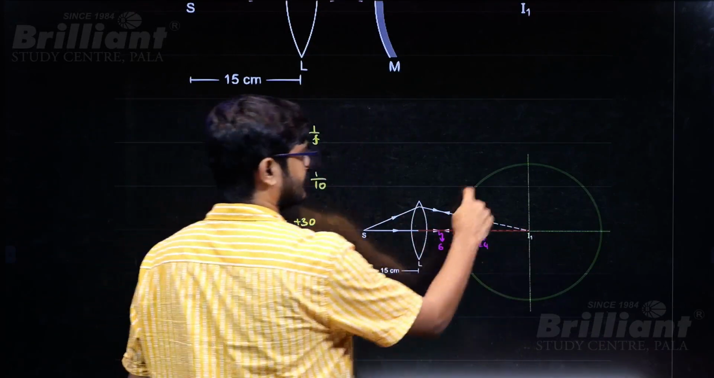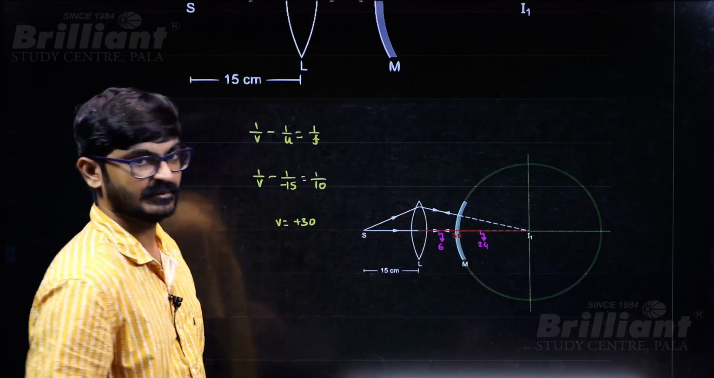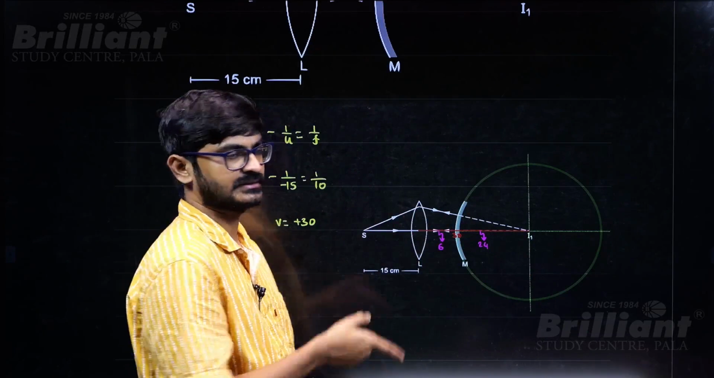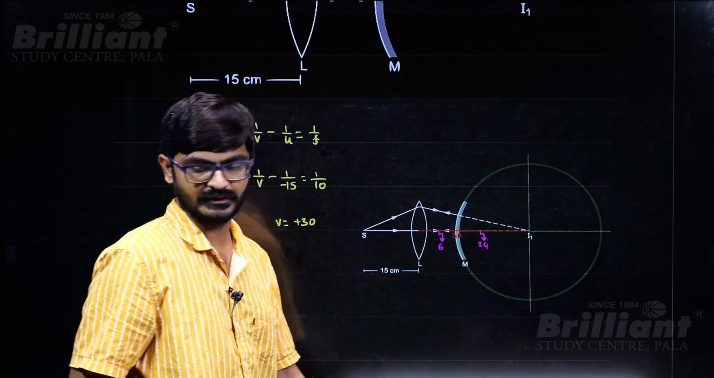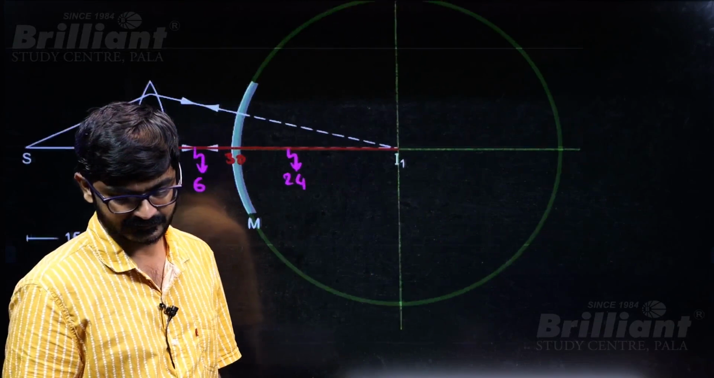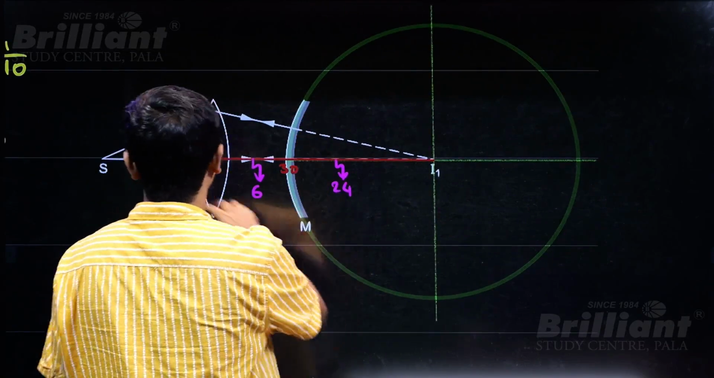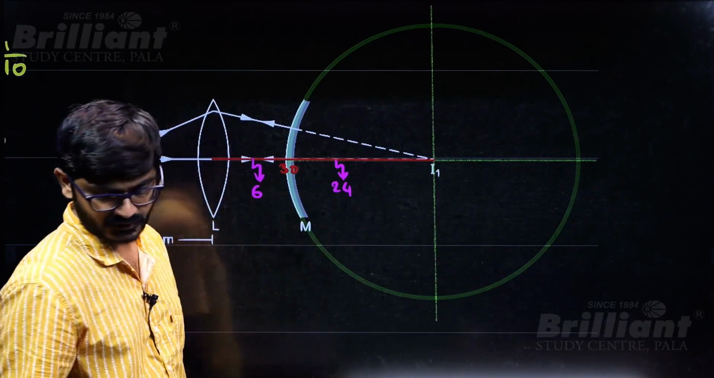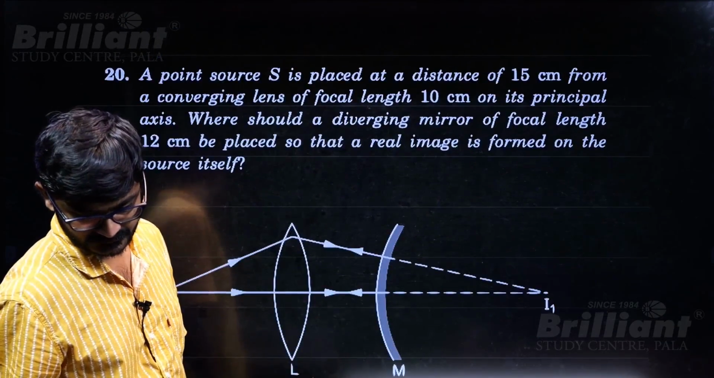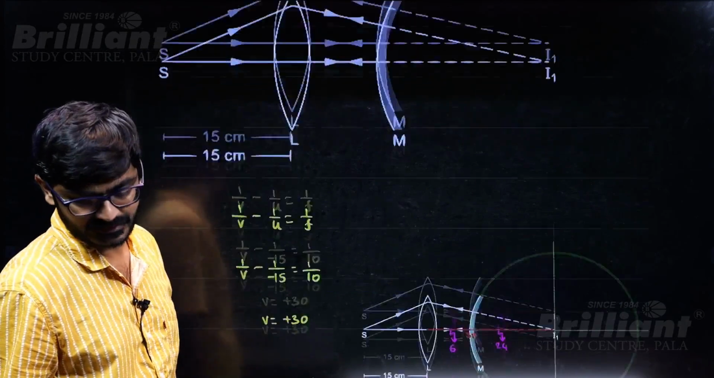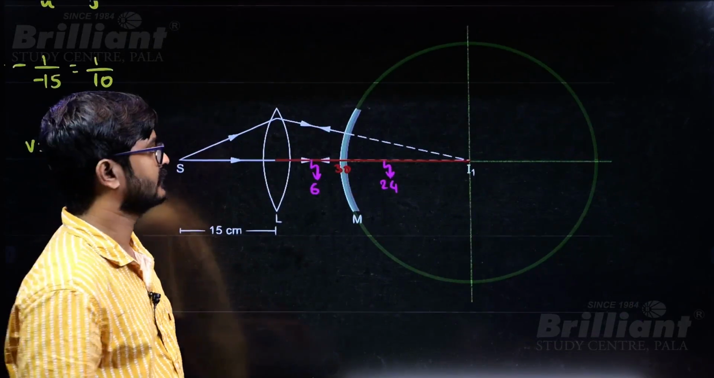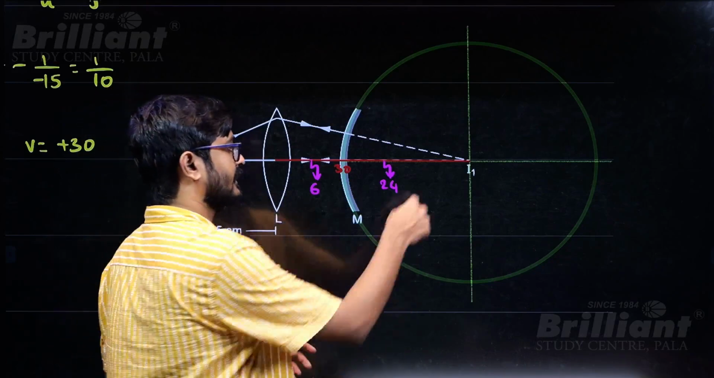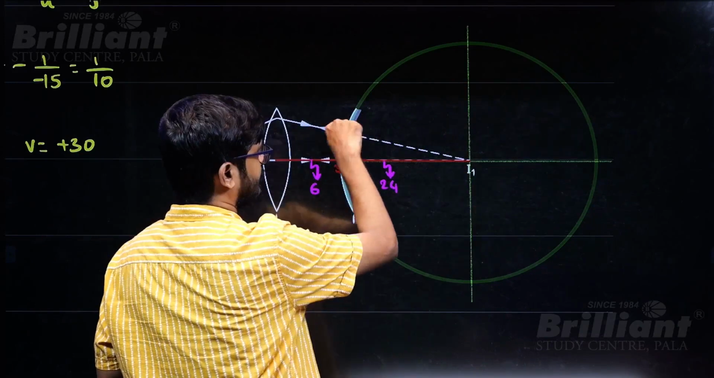Now where should you place the mirror so that the image will be formed at the same point? The meaning is, the rays have to retrace the path. If rays have to retrace the path, they need to hit the mirror perpendicularly. So that's the idea. If the mirror is not there, the rays would have converged at a distance of 30 from here. Now the focal length of the mirror is given as 12, so the radius will be 24. So where do we need to keep the mirror of radius 24 such that the rays will be retracing the path? We will keep it in such a way that the rays are going to hit the mirror perpendicularly.